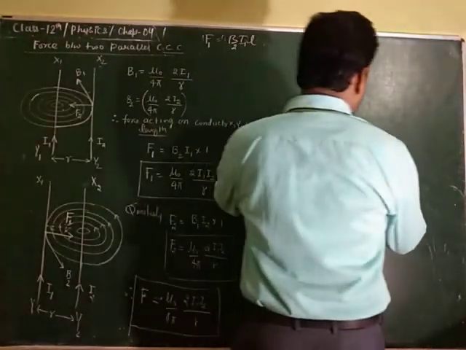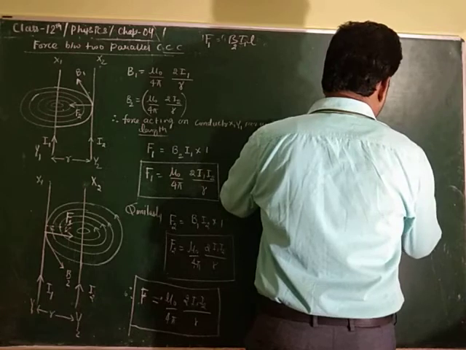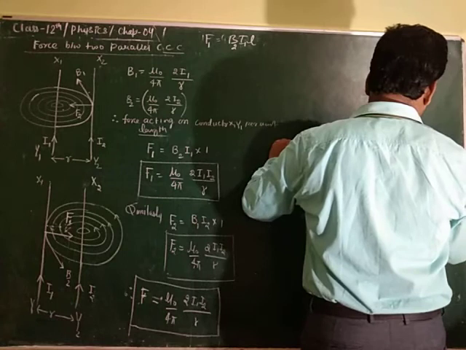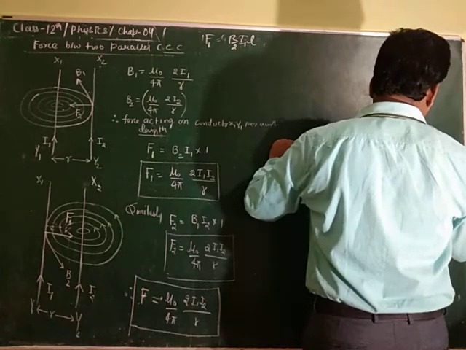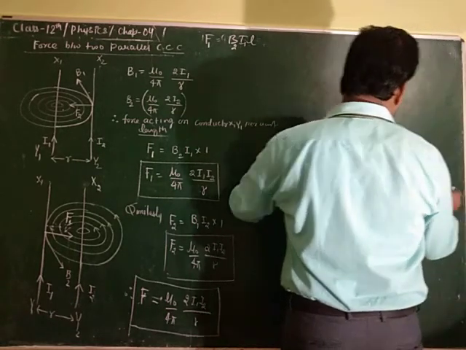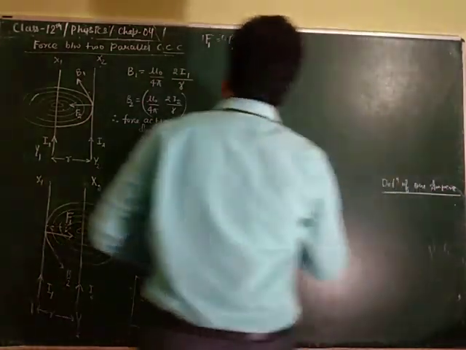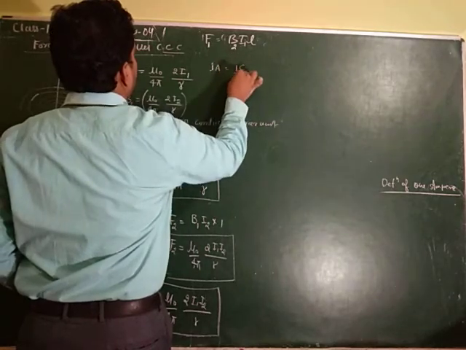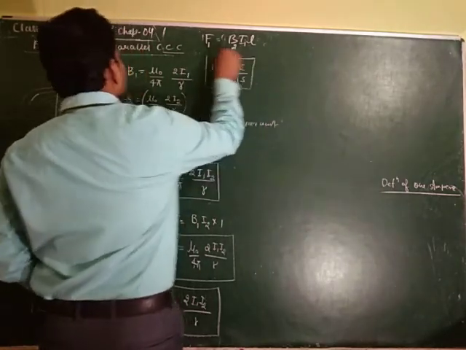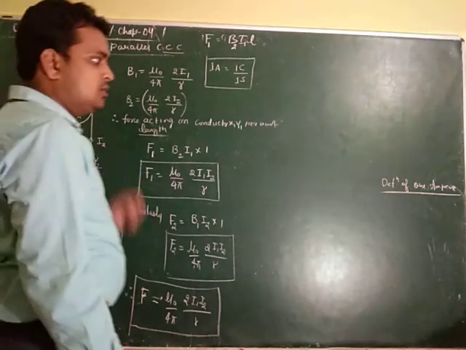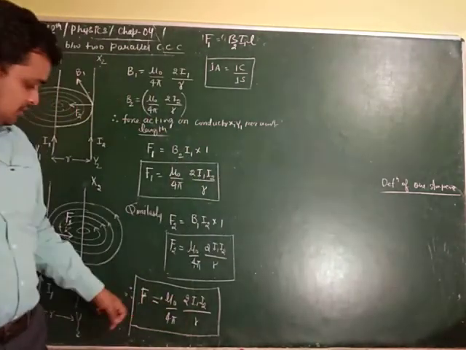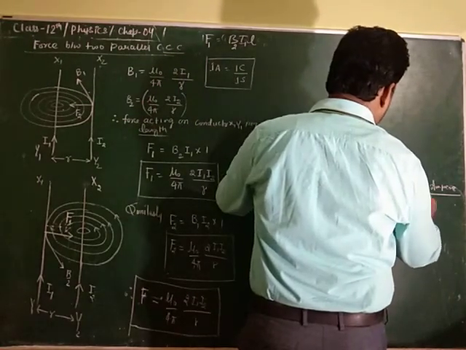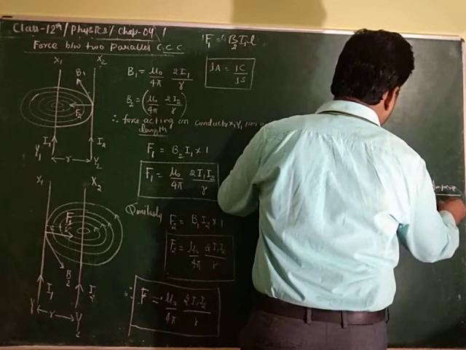Now, one important point is there: the definition of 1 ampere. Now 1 ampere is defined from this point. Initially you have studied that 1 ampere is when 1 coulomb of charge passes in 1 second, then we call it 1 ampere. Now, 1 ampere is defined from this point. So let I1 equal I2 equal 1 ampere.